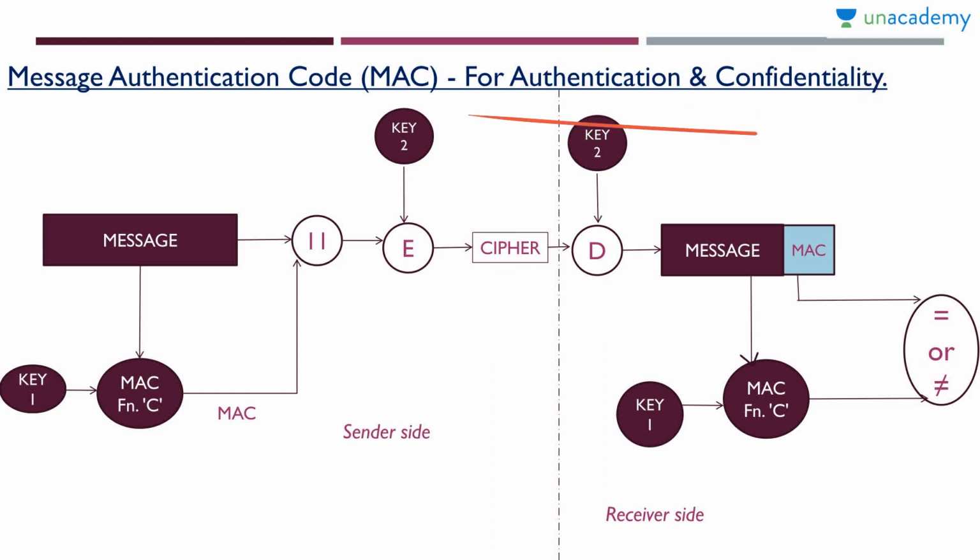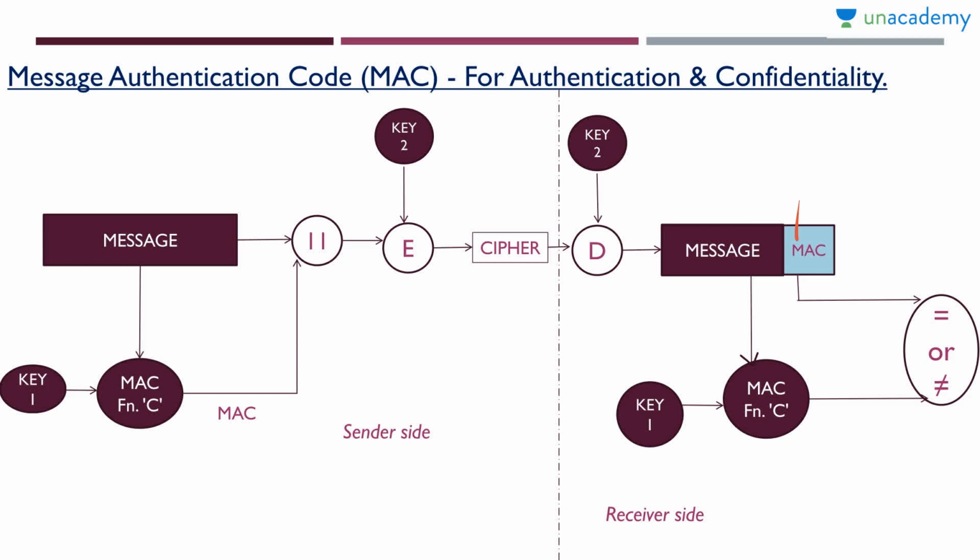First we'll have the message, the MAC function, and the key. We'll take the message and key, apply them to the MAC function, and we'll get a MAC. We'll append this to the message and then encrypt it using another key, and then we'll get a cipher. We'll pass it to the receiver side, where the receiver will have the decryption algorithm and the same key. After decrypting, he'll get the message appended with the MAC.